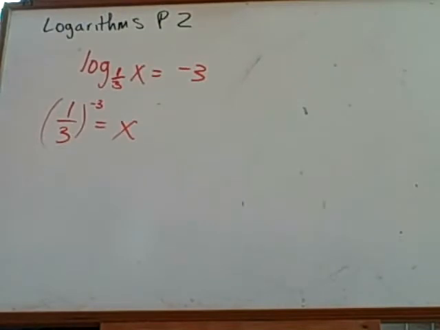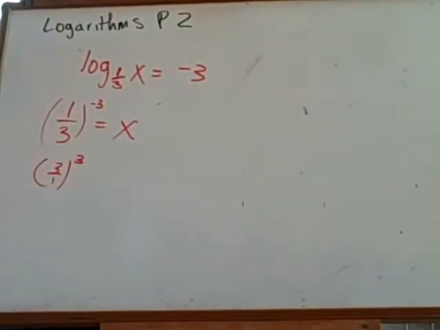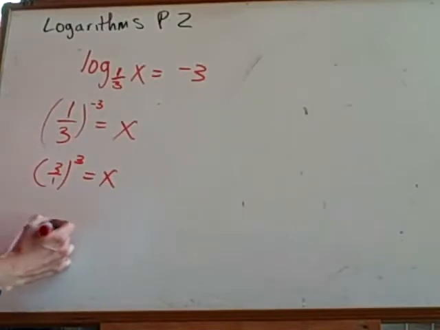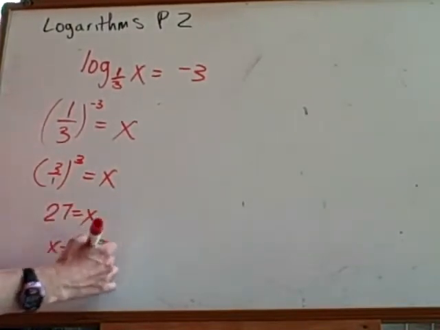Now, I don't know if you remember all our exponent notes, but when you had a negative exponent, what you're going to do is you can take the reciprocal of this, and it becomes 3 over 1 raised to the 3rd. Okay? Equals x, and 3 to the 3rd is what? 27? So x equals 27 on that one.